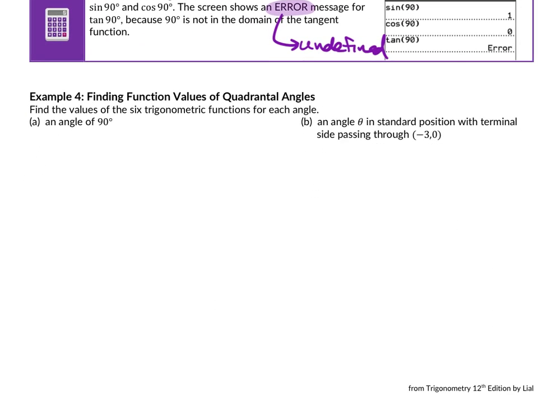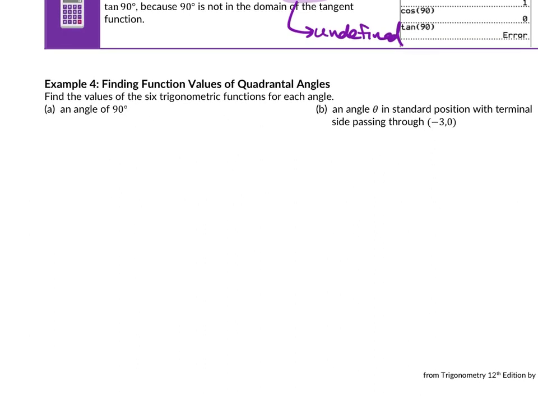All right, so let's make sure we understand this. Let's find the values for the 6 trig functions for each angle. First up is an angle of 90 degrees. If we think about an angle of 90 degrees, it looks like this. If you're up here on the y-axis and above the x-axis, your coordinate point is going to have a 0 for an x value and any positive number for y. I'm going to make that be 1 because it's an easy number to use.